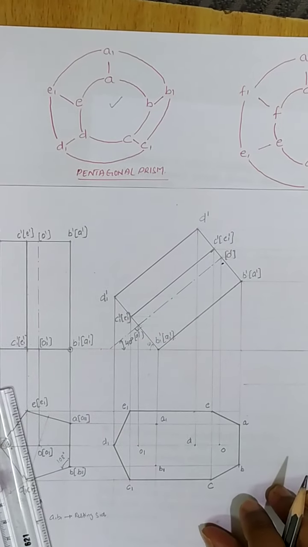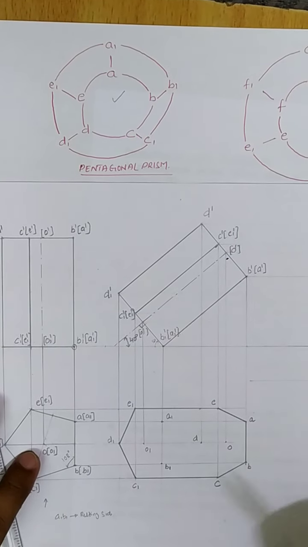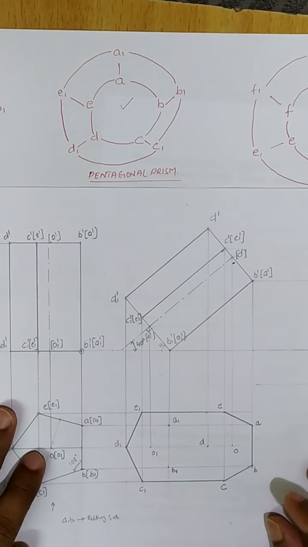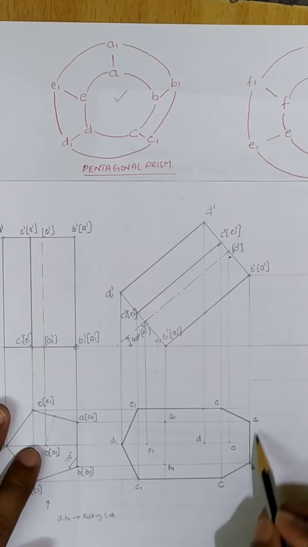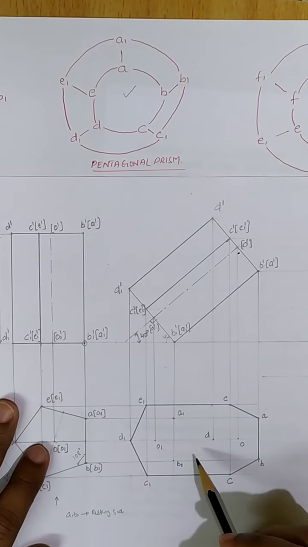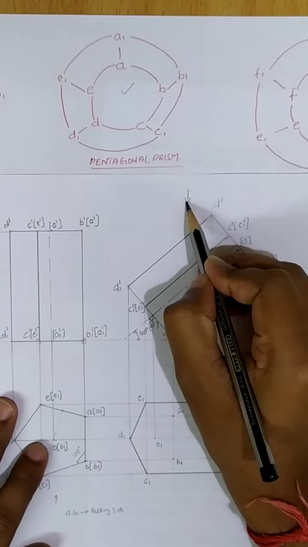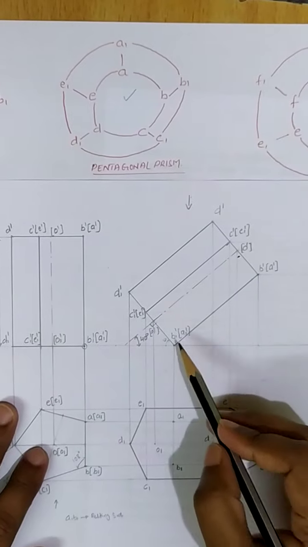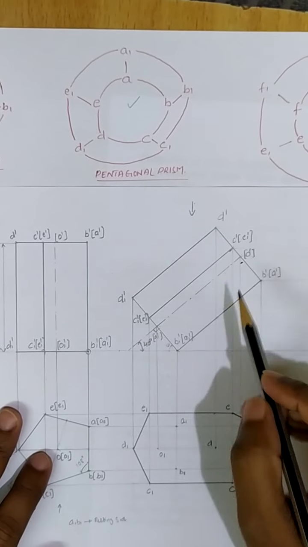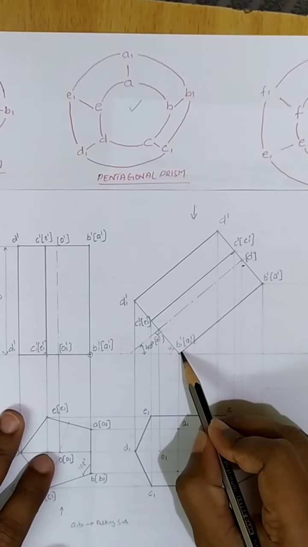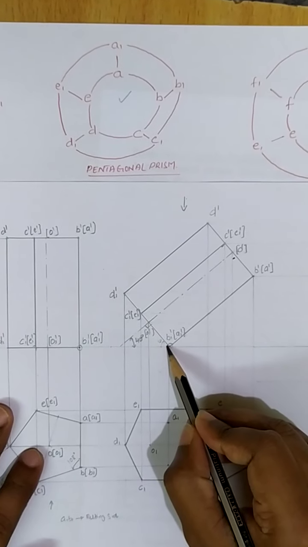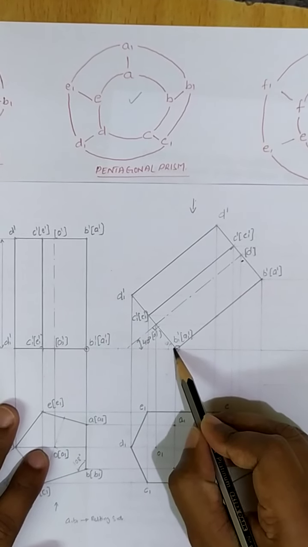Once after drawing all the boundary lines, the next step is we need to identify the hidden corner. How to identify the hidden corner in this figure? In order to identify the hidden corner, I have to go to the front view. If I see this object from the top, the points which are nearer to the XY line in this figure, the second position front view, the corners which are nearer to the XY line. Which are the corners that are near to the XY line here?